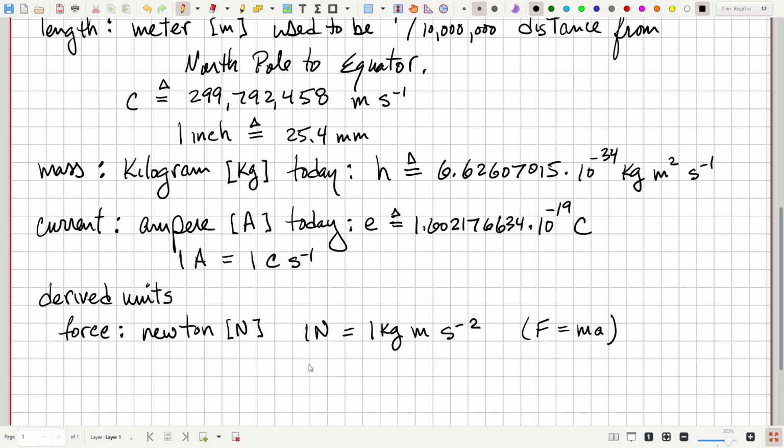By the way, the acceleration on Earth gives rise to a particular force that we call the weight of an object, and that would just be the mass times the acceleration due to gravity, where the standard acceleration due to gravity is defined to be 9.80665 meters per second squared.